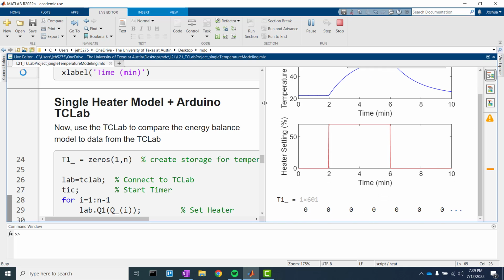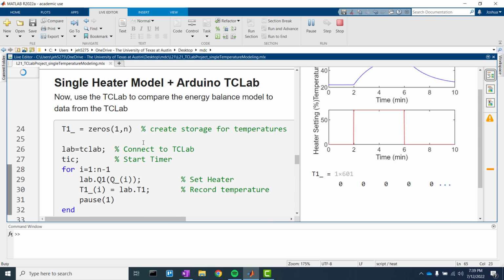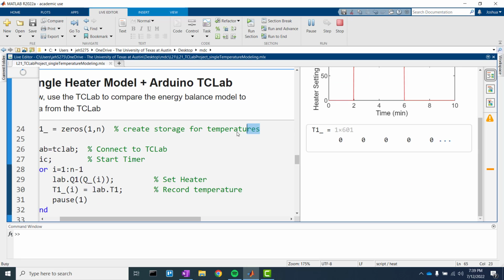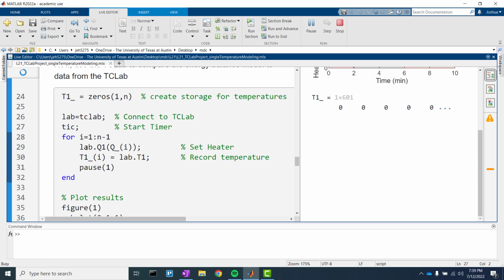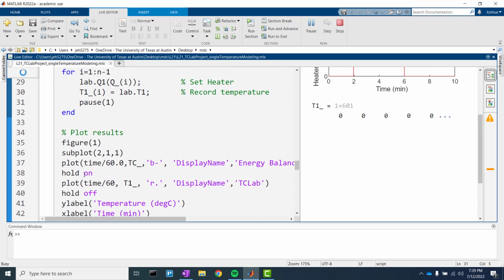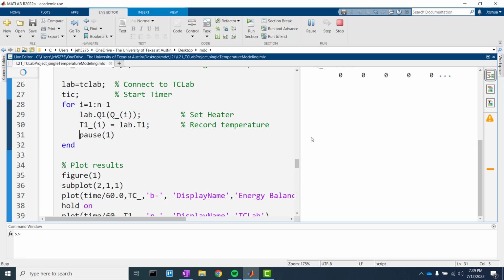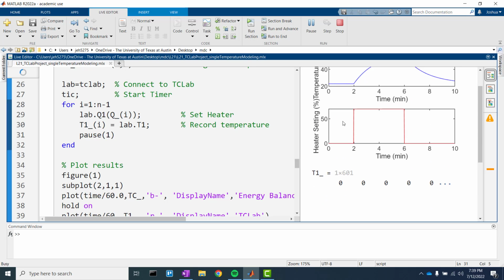Then we're going to move on to the Arduino code while it's actually running right now. What happened is first we created another array, this time for storage of temperatures. We connect to the temperature control lab, and we start our timer. Then we set lab.q1 equal to that point, q1, record the temperature, and then pause for 1 second. Now that will be 1 full second from the time it hits this line to the next point, so it'll actually be just a bit off. And that's too bad. It's already heating up, so we'll just have to keep that in mind.